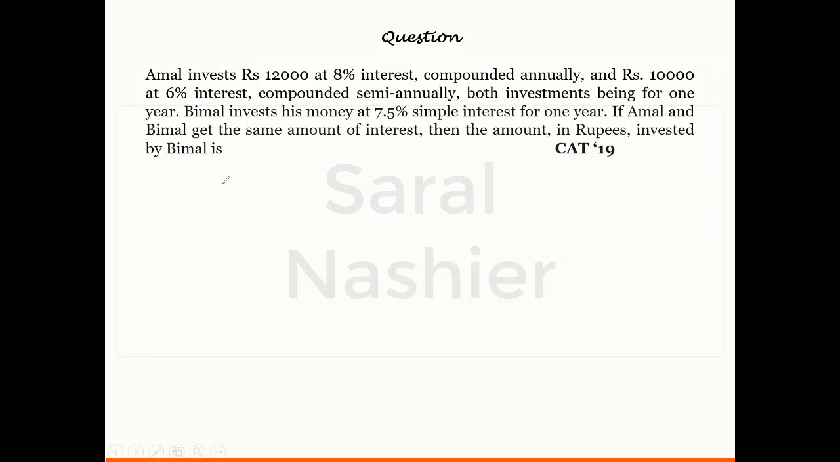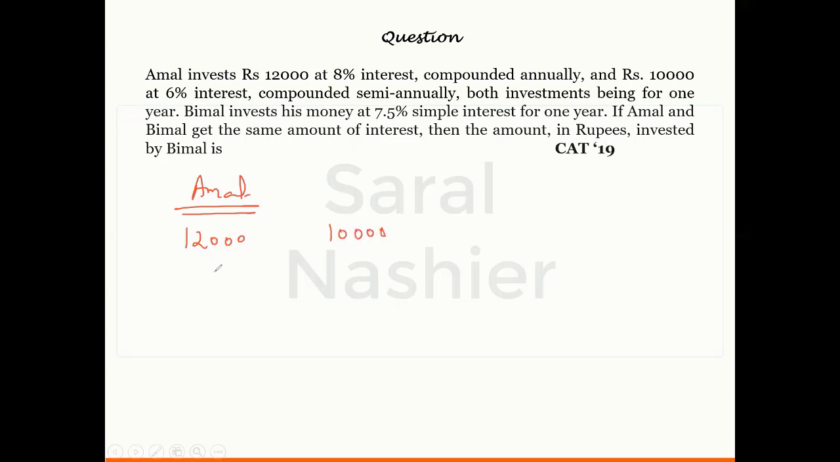Amal invests rupees 12,000 at 8% interest compounded annually and 10,000 at 6% interest compounded semi-annually, both investments being made for 1 year. Bimal invests his money at 7.5% simple interest for 1 year. Amal and Bimal get the same amount of interest. Find the amount in rupees invested by Bimal. So let's talk about Amal first. So Amal has invested 12,000 rupees in the first scheme, 10,000 rupees in the second scheme.